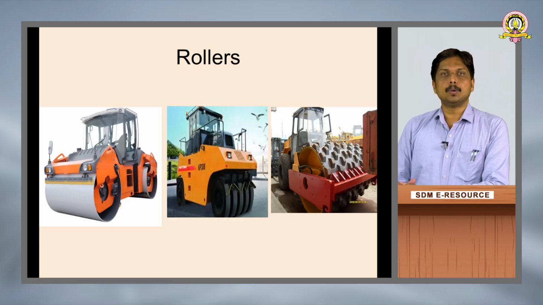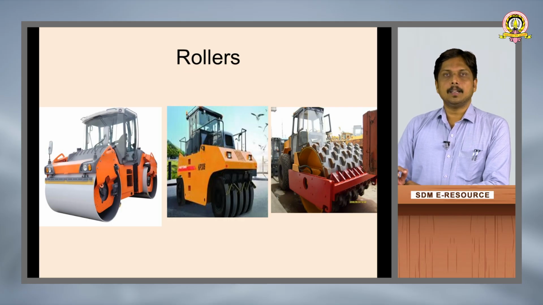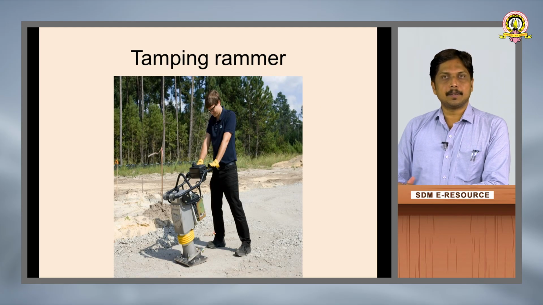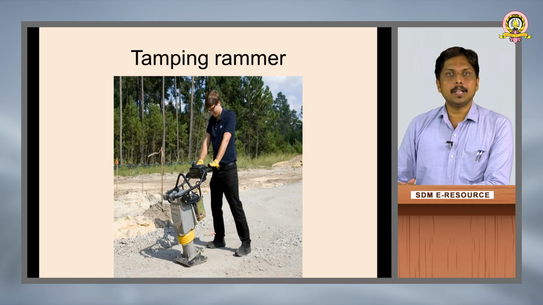It is suitable only for the gravels, and this sheep foot roller is used for compacting the clayey soils and other sticky kind of soils. Hence, we need to adopt the right method of compaction to achieve higher density in the field. And this tamping rammer, right? Whenever we have space restrictions, in that case we can make use of a small equipment like the tamping rammer for compacting the soil.